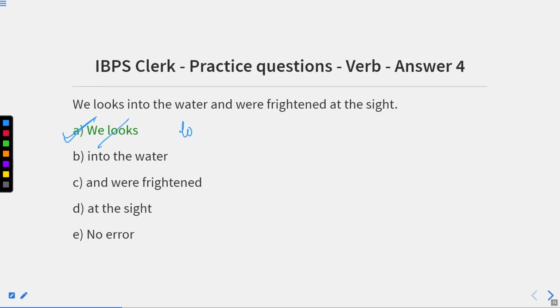So our answer is A. This "looks" should be replaced with "look". "Looks" is actually the singular form of the verb, whereas the subject is a plural subject. So we need to write the plural verb only. And this verb is singular. So we have to write the plural verb, that is "look". So our answer is A. Now let us move to the next one.